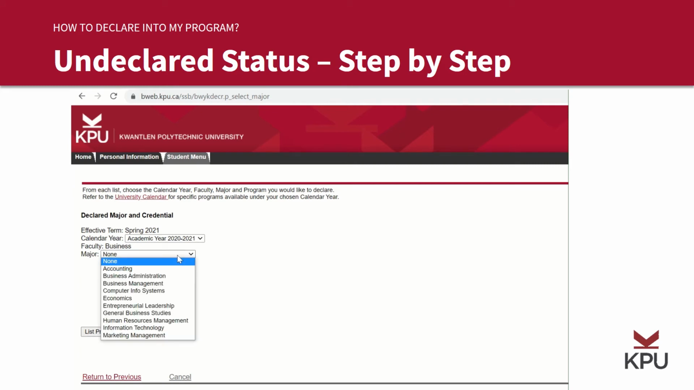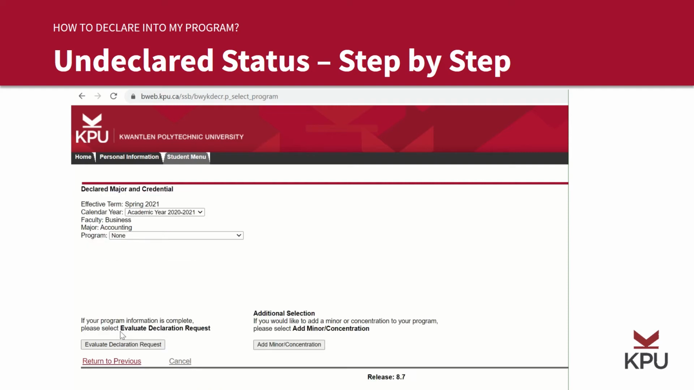And then under major, we're going to then choose accounting and ask it to list all the programs. So here, then we can select BBA in accounting. If you need to add a minor or concentration, this is where you can do so by clicking onto this button. Otherwise, you can click onto Evaluate Declaration Requests.